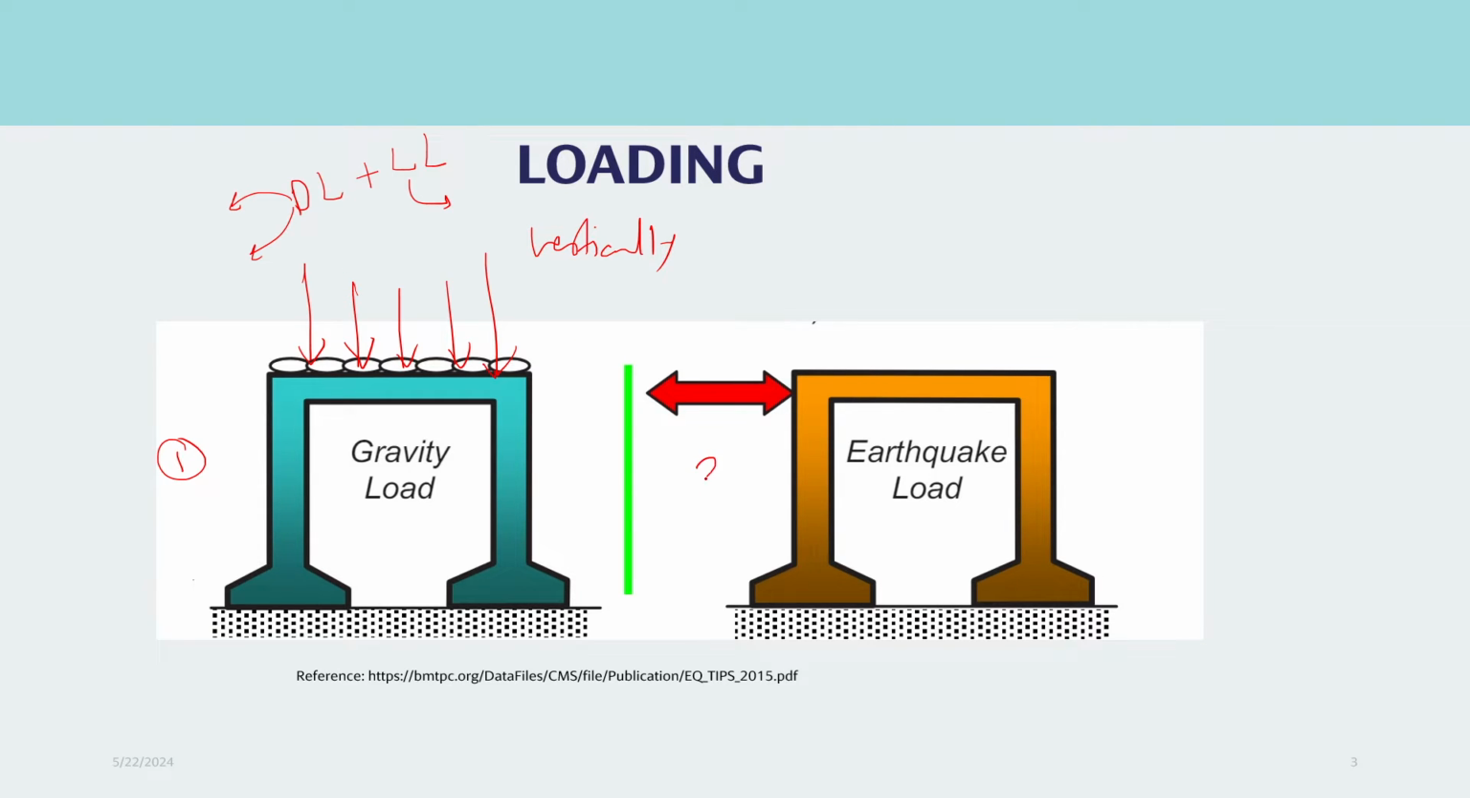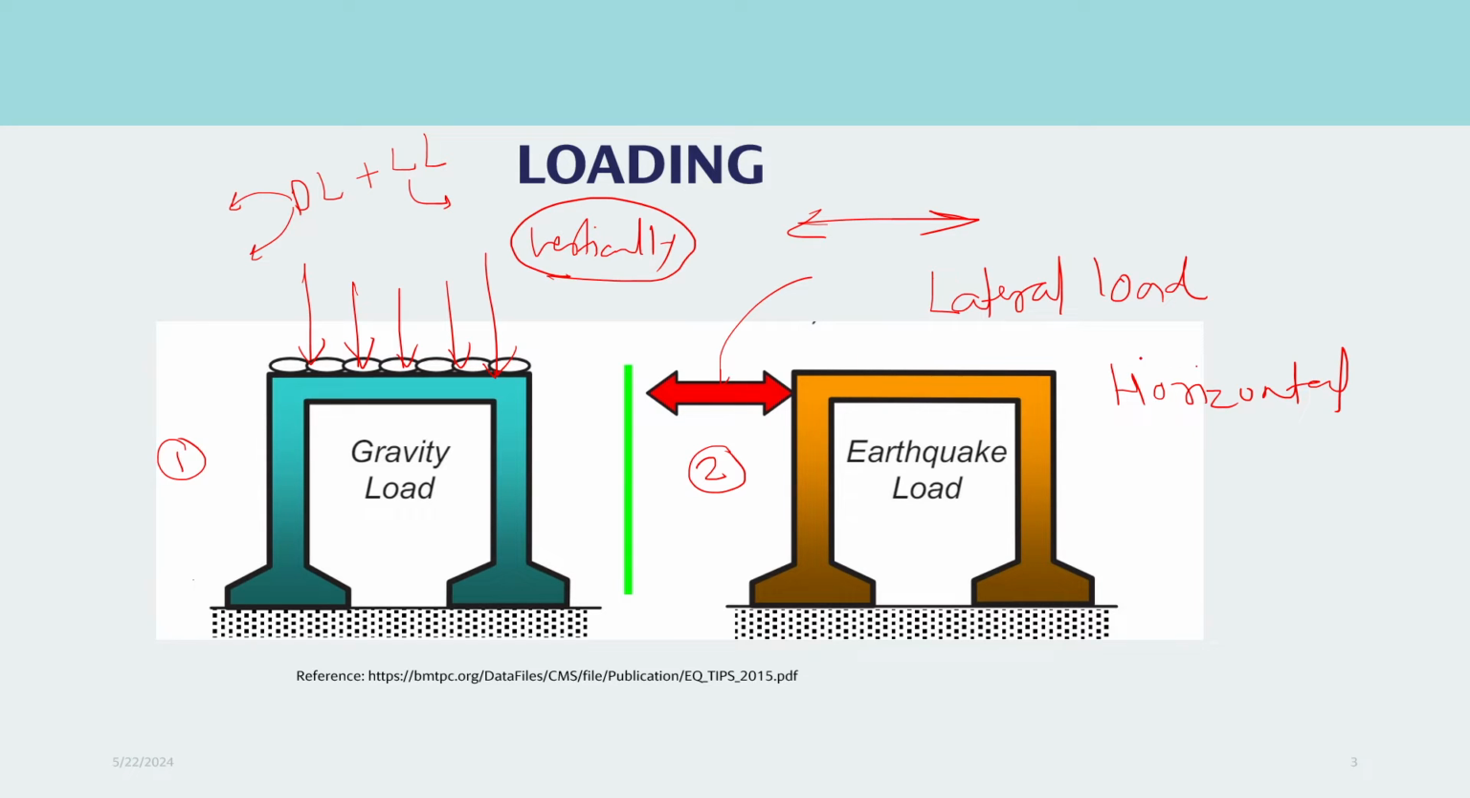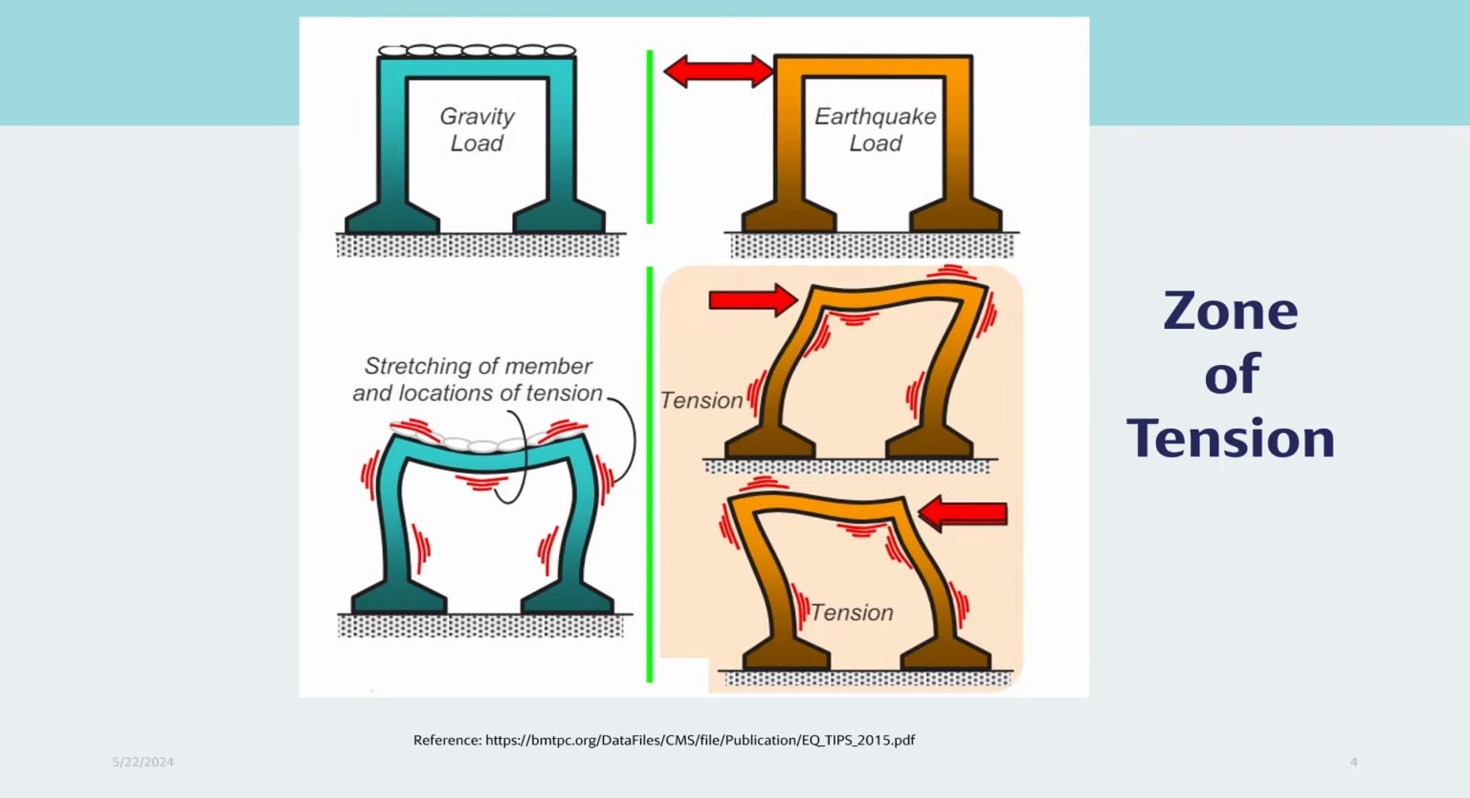Whereas for the earthquake load, here you can see I have shown a horizontal arrow representing a lateral load. It represents lateral load. Meaning, the direction of earthquake load or lateral load is horizontal. So that is the basic difference. Gravity load is vertical and earthquake load is horizontal. That's why the structure's response changes. How does it change? Let's see.